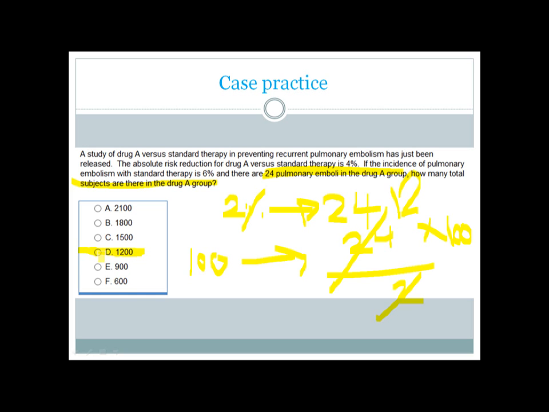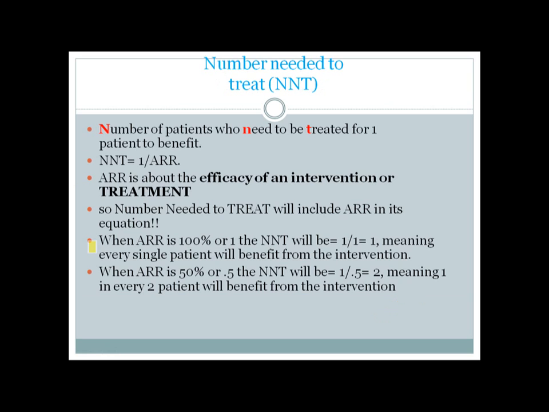Okay, got it? Let's go to the next question. Here we have another important concept, which is the number needed to treat. This is the number of patients who need to be treated for one patient to benefit. The number needed to treat can be calculated as NNT equals 1 divided by the absolute risk reduction. And we can remember it this way: ARR is about the efficacy of an intervention or treatment, and NNT is also about the efficacy of a treatment or intervention.